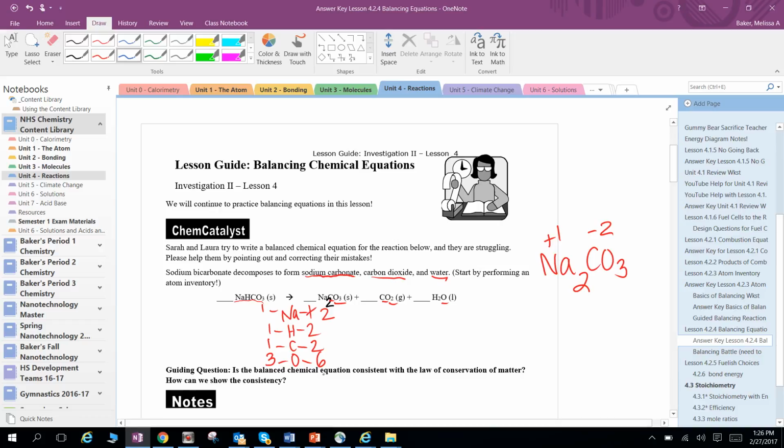So never start with H's and O's. Start with something else. So here we could start with the sodiums. I need to put a 2 on the left side so that my sodiums are now balanced, but that changes my hydrogens, my carbons, and my oxygens. In this case, it made everything perfect because now the numbers to the left and right are the same.